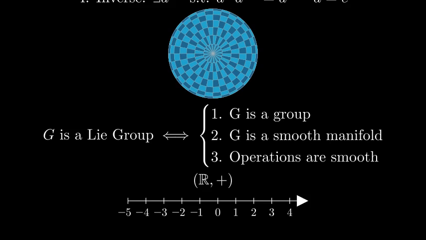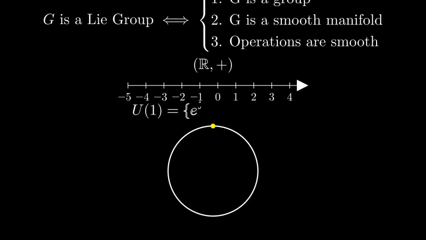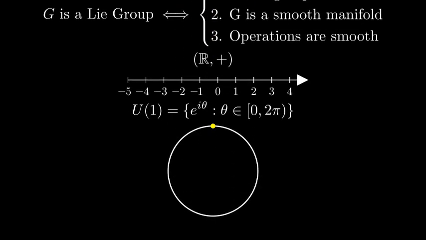Next, let's consider the circle group. The action is complex multiplication, and elements are on the unit circle. Then, we have the general linear group, n×n invertible matrices under matrix multiplication, and the special orthogonal group, SO(3), 3 by 3 rotation matrices under matrix multiplication. So SO(3) is extremely useful in physics.